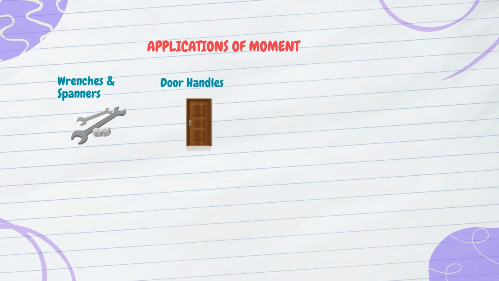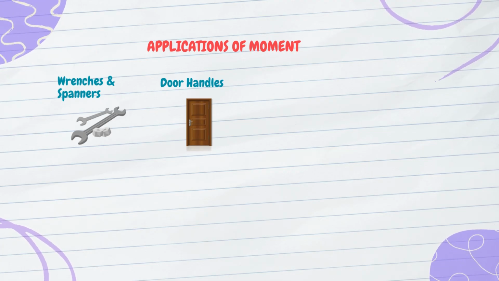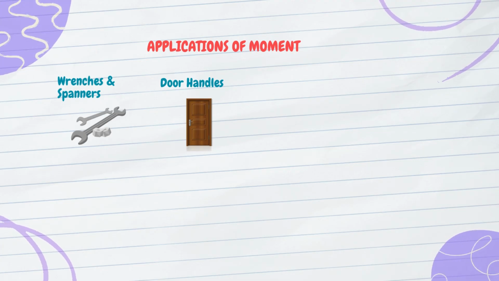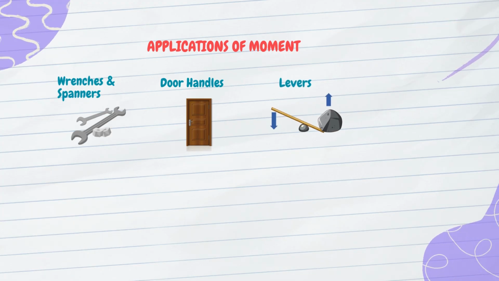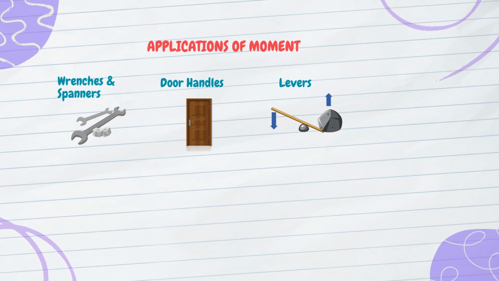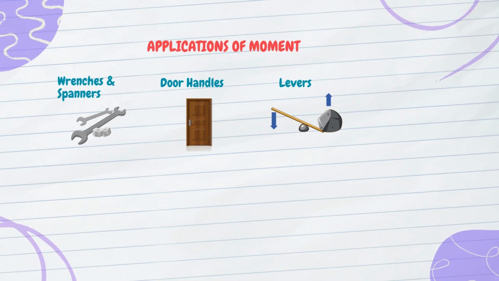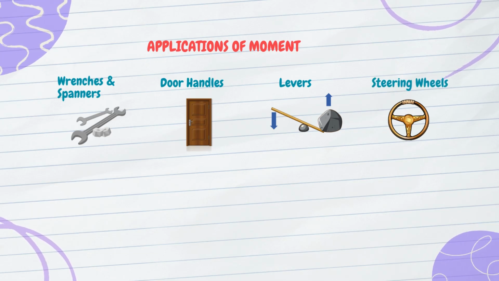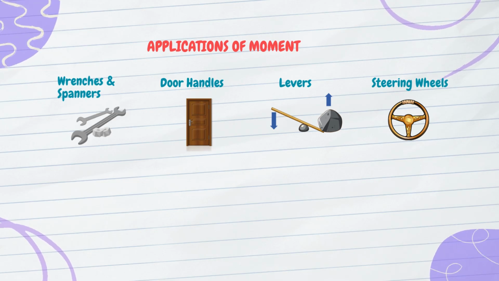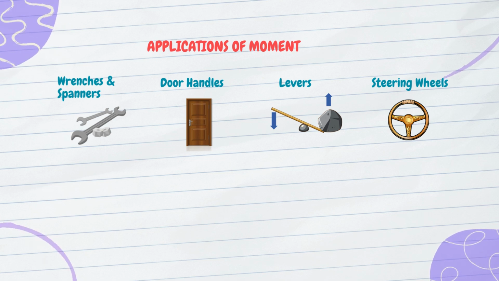Door handles. Door handles are placed far from the hinge to maximize the distance from the pivot point, making it easier to open or close the door with less force. Levers. In simple machines like levers, the moment of force is used to lift heavy loads by applying a smaller force at a greater distance from the pivot. Steering wheels. The large diameter of a steering wheel allows a driver to apply a small force to create a significant moment of force, making it easier to turn the wheels of the vehicle.